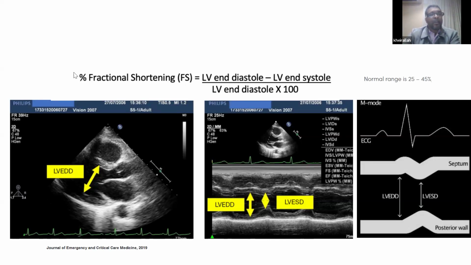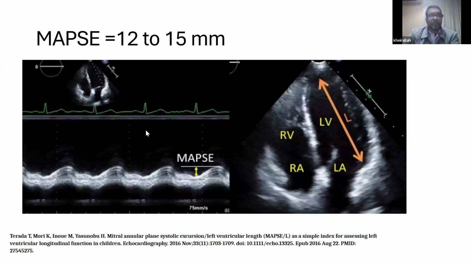It might be accurate in global hypokinesis, but not in regional wall motion abnormalities, because you might get normal fractional shortening here at the base, but in the mid and apical segments you get severe hypokinesia, which is not picked up by this single point analysis. So remember, fractional shortening has its shortcomings.